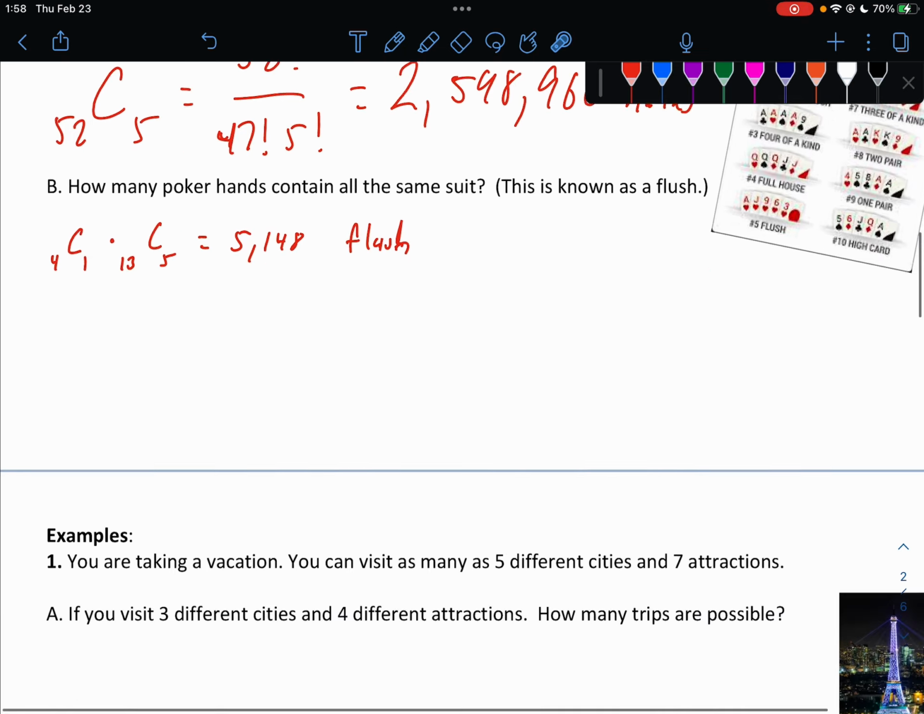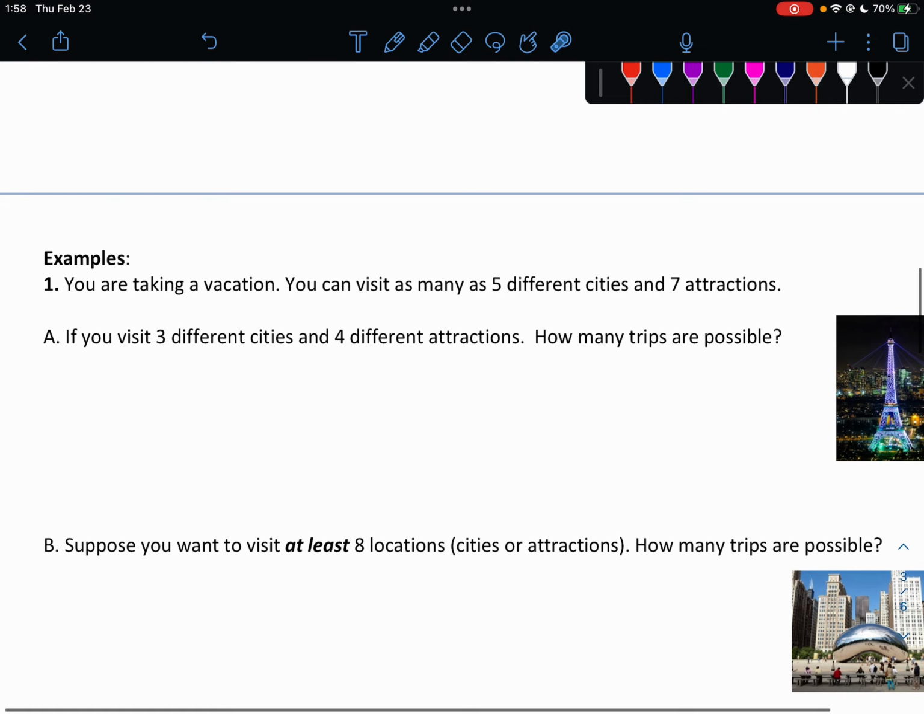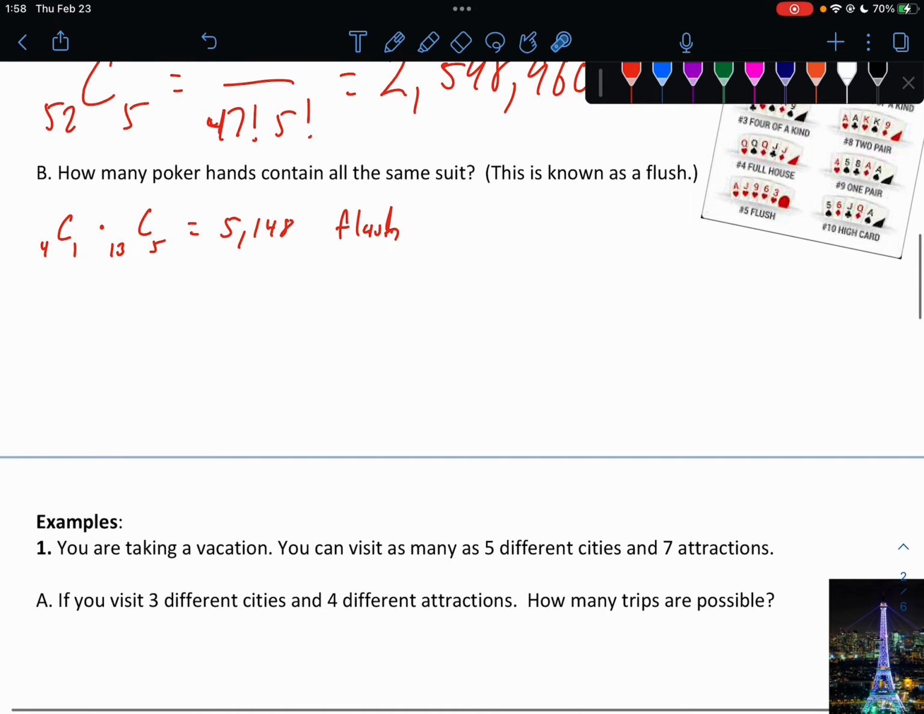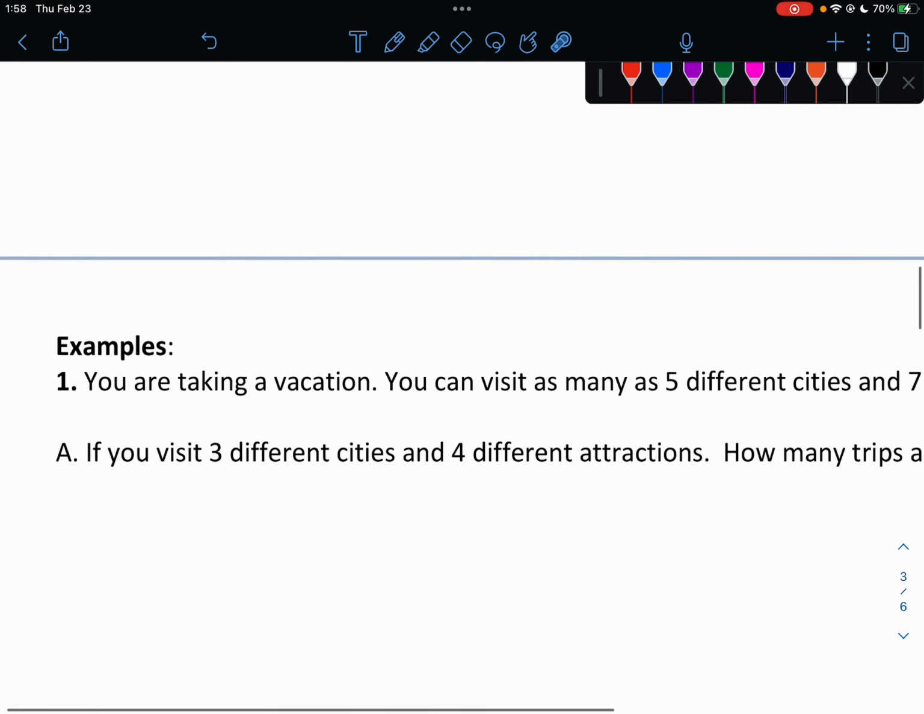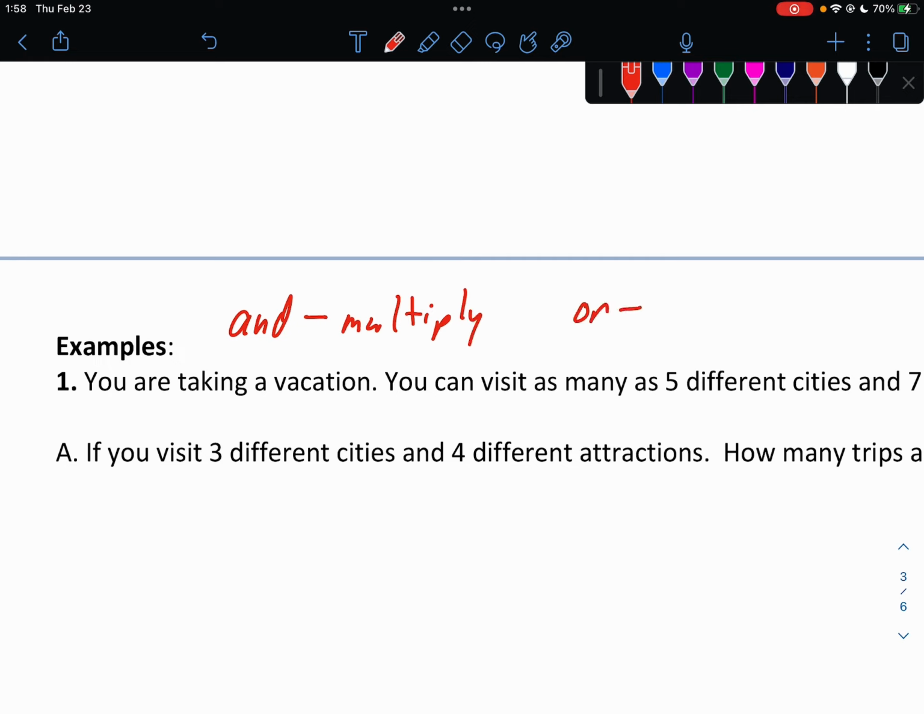All right, before we keep moving on here, a quick note that is very important. If you see the word and, like we saw before, you see the word and? That's a key that you want to multiply your combinations. If you see the word or, that's a key that you want to add your combinations.